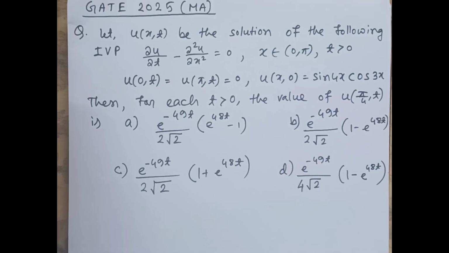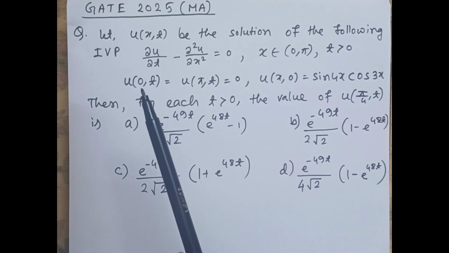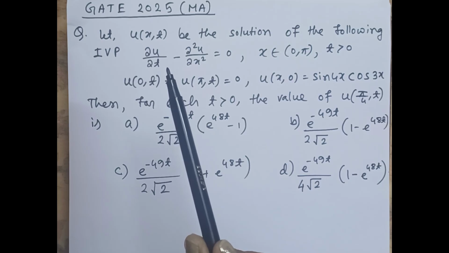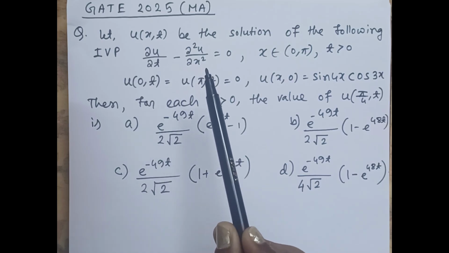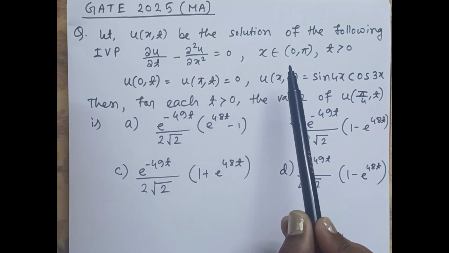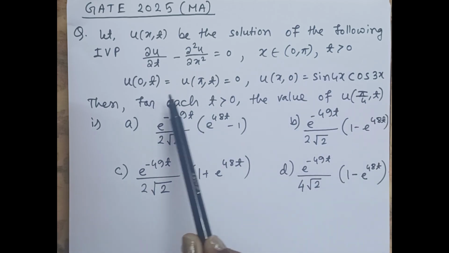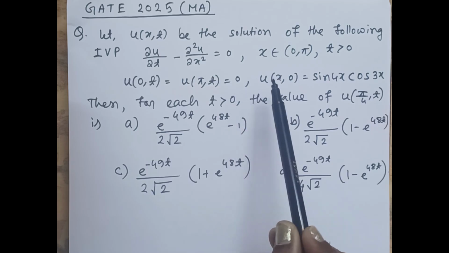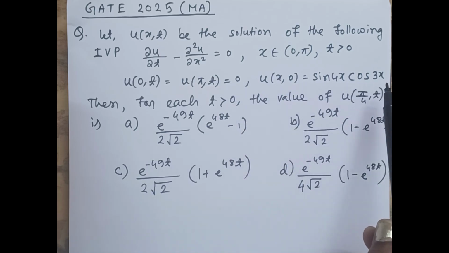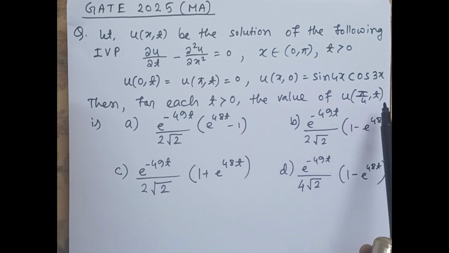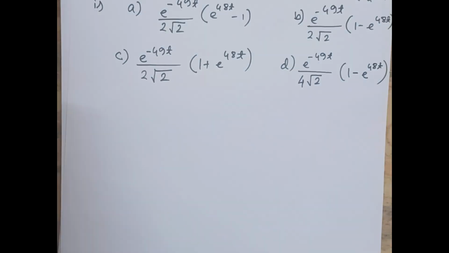Hello, today we will solve another question of GATE 2025. The question is: let u(x,t) be the solution of the following initial value problem, del u by del t minus del 2u by del x2 equal to 0, where x belongs to (0, pi) and t greater than 0, u(0,t) equals u(pi,t) equals 0, u(x,0) equals sin 4x cos 3x. Then for each t greater than 0, the value of u(pi by 4, t), four options are given. So we have to solve this question.